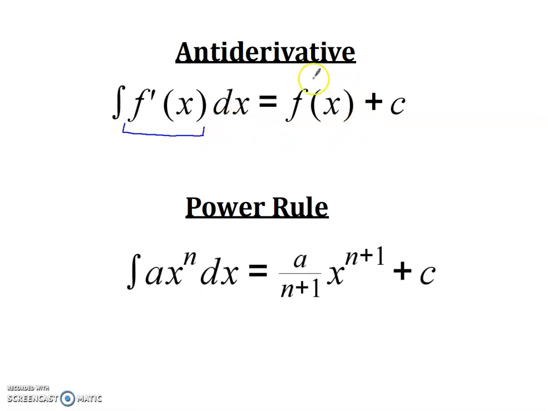Okay? So when we solve for it, what it's going to equal is the original function prior to taking the derivative. And then we always tack on a plus c, because when you take the derivative of a constant, it's 0. So whatever the constant was in the original function, it's going to disappear when we take the derivative.